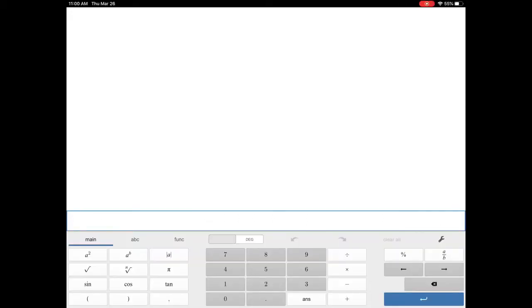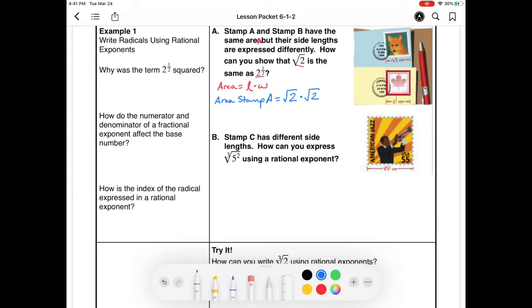Let's plug this into our Desmos Scientific Calculator. So I'm going to put in the square root of 2 multiplied by the square root of 2. And you'll see that the square root of 2 times the square root of 2 equals 2. And the units we're using are centimeters squared.